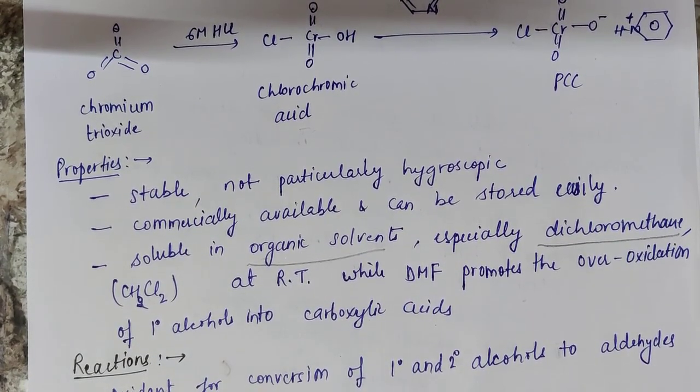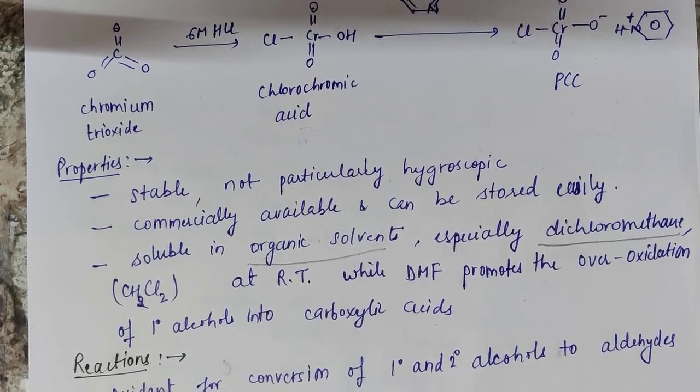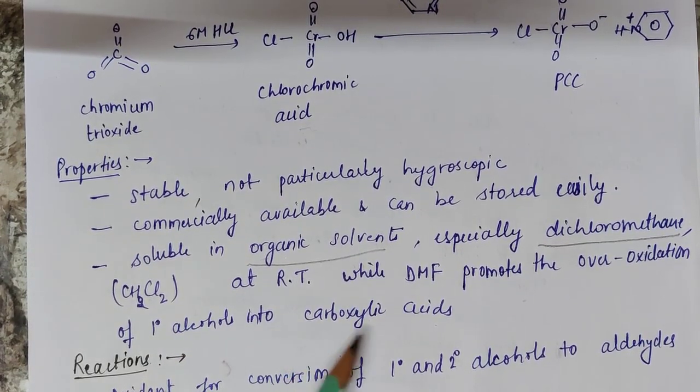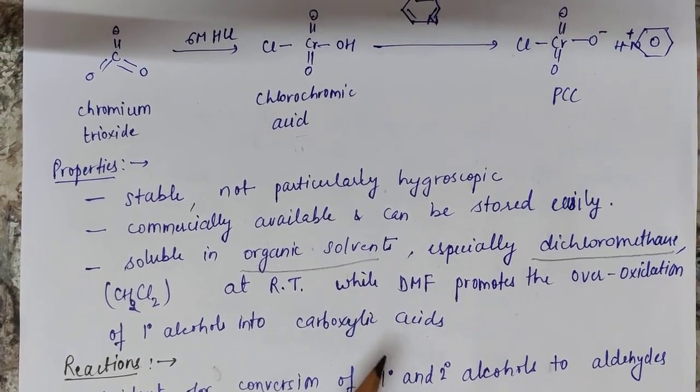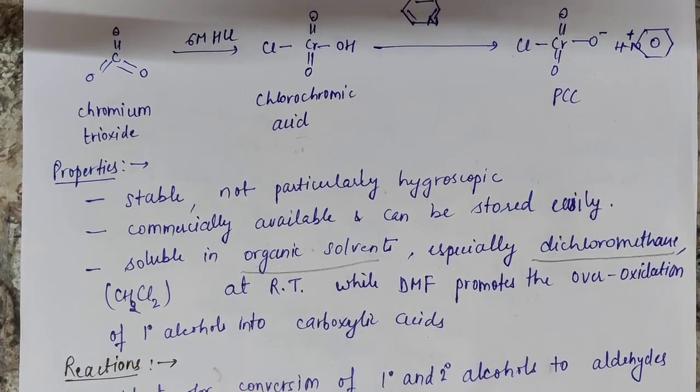When we use PCC for oxidation of primary alcohol, it converts primary alcohol to aldehyde in dichloromethane. But if DMF is present, then alcohol gets oxidized to carboxylic acid. So depending upon what product is required, whether we need to oxidize primary alcohol to aldehyde or convert it into carboxylic acid, we will be choosing our solvent.